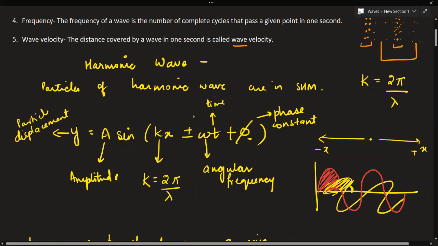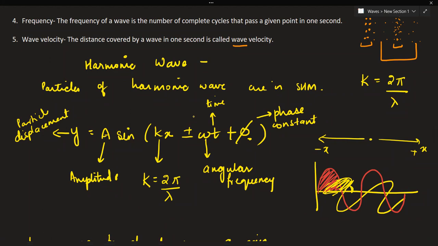What is the relation between displacement and velocity? Very basic, just try to recall it. Velocity is basically the rate of change of displacement. So what is the formula for velocity?